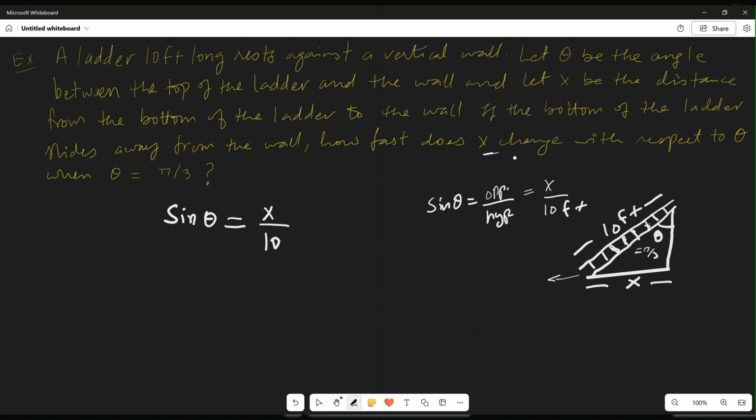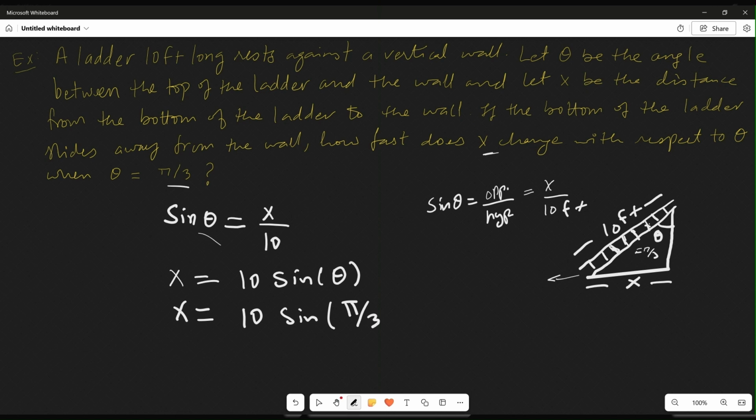And because we are solving for x, right, we cross multiply this. So x is equal to what? 10 times sine of theta. And we have theta equal to pi by 3. So x is equal to 10 sine pi by 3.